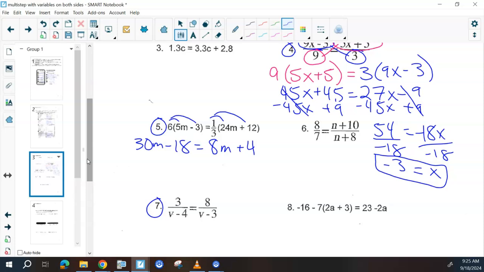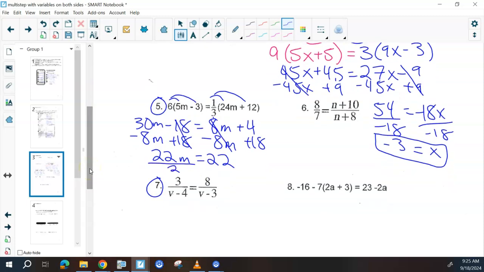Okay, what do we want to move first? If I'm subtracting 8m, I'm going to move 18 over to the right at the same time. Again, if you would rather see them in two separate steps, that's fine. So that we have 22m equals 22. And when I divide both sides by 22, m is what? 1. Correct. Questions on that one?